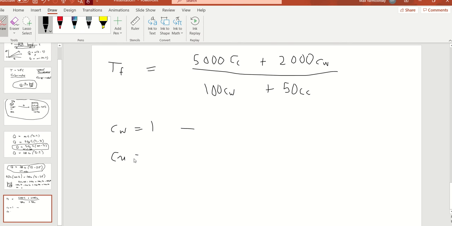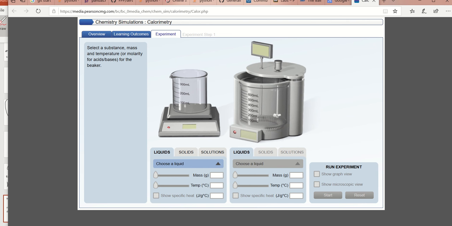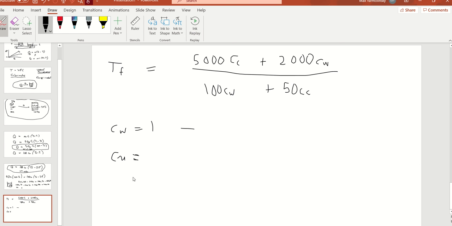I'm going to tell you what it is. You're not supposed to know it for the experiment, but I'm going to tell you what it is because in the experiment, you choose, here's how you do the experiment. You choose copper, and then you set it to 50 grams of copper. You set the temperature to 100, and you can cheat and see that the specific heat of copper is 0.385. You're not supposed to know that, but I just want to look it up. Is 0.385.